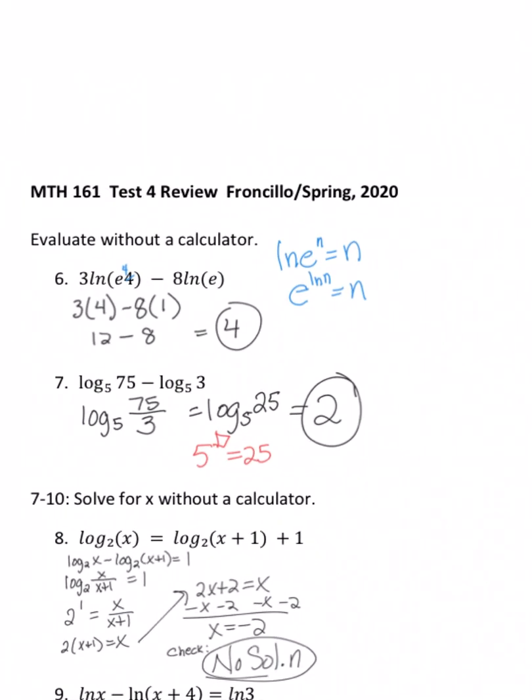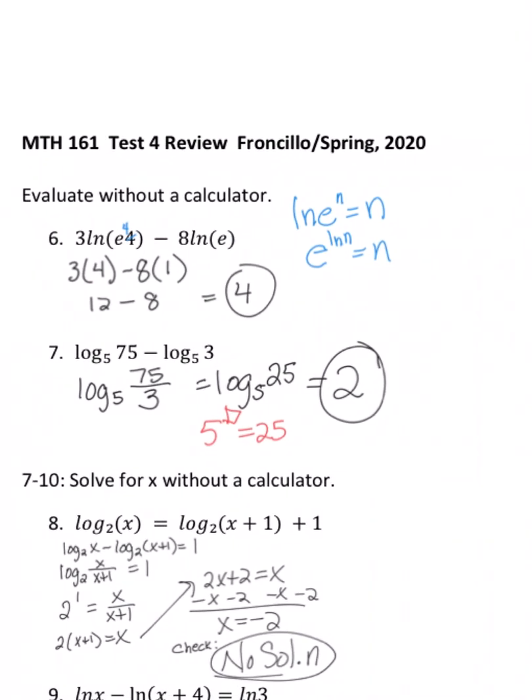Number 6 and 7, you're supposed to evaluate without a calculator. Now, again, the formatting got messed up. This should be e to the 4th power. Something happened in the transfer of the file here. So there's numerous ways to do this particular problem, number 6, based on these properties. But I choose to say that the ln of e to the power is just the power. So this ends up being 3 times 4 minus 8 times, this is e to the 1. So that's a 1. So 12 minus 8 gives me a 4.